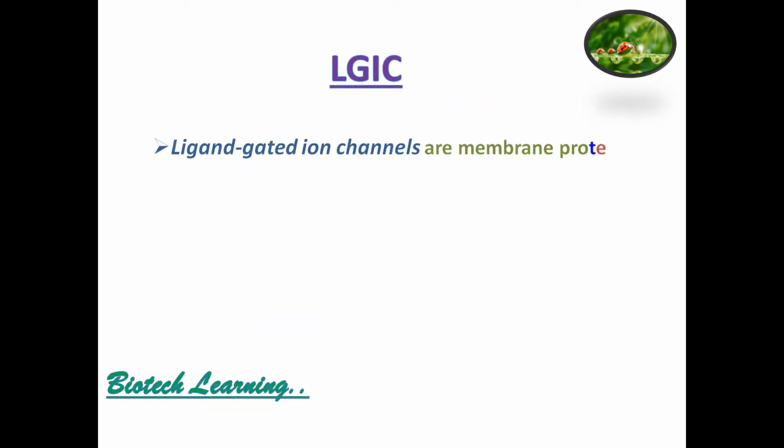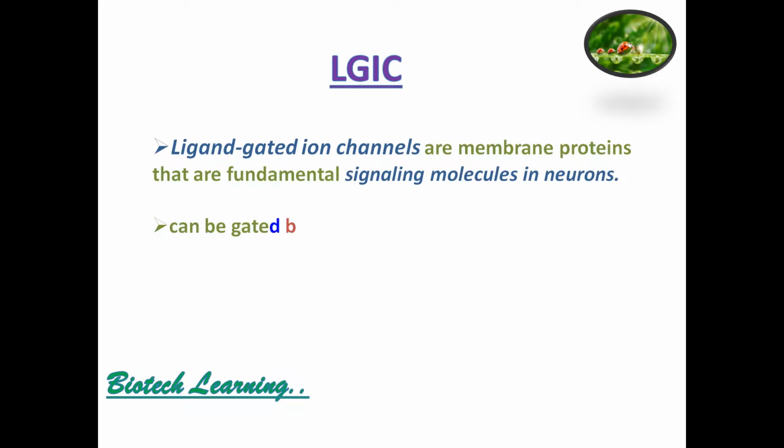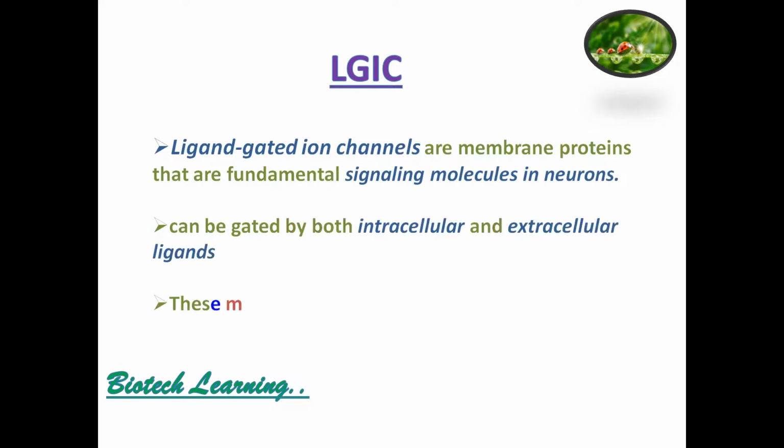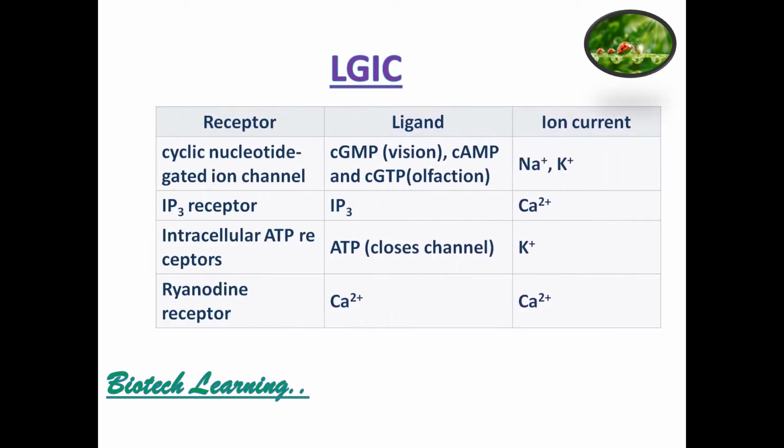So now I think we should talk about ligand-gated ion channels, because these are fundamental signaling molecules in neurons. As we all know, ligand-gated ion channels can be gated by both intracellular and extracellular ligands. So we have to discuss ligand-gated ion channels in intracellular signaling too. So these molecules are localized on intracellular organelles also. Let's see some examples or some types.